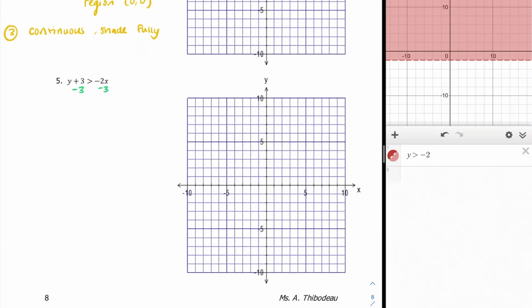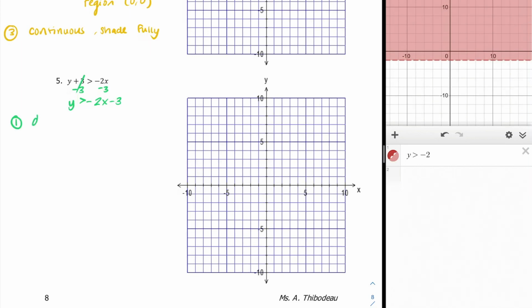To get the y alone, we're going to subtract 3 from both sides because we have a +3 there. Once we get rid of it, we end up with y is greater than -2x minus 3. Notice that we didn't flip the sign because we didn't divide or multiply by a negative. All we did is subtract, and subtraction doesn't do anything to our inequality sign. Only multiplication, only division. And now we just go as normal.